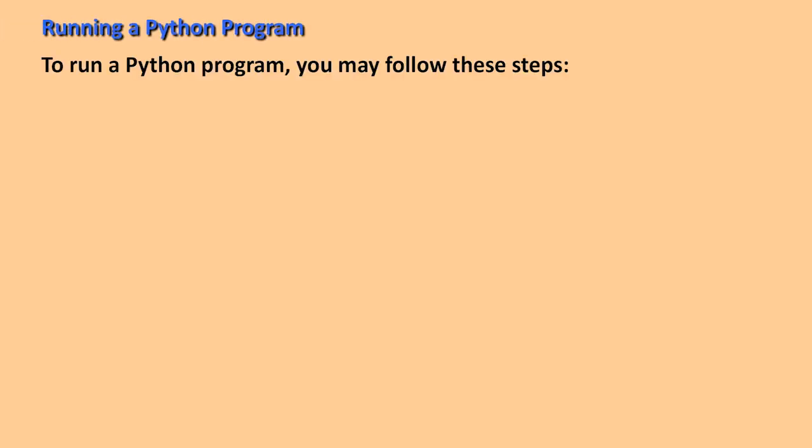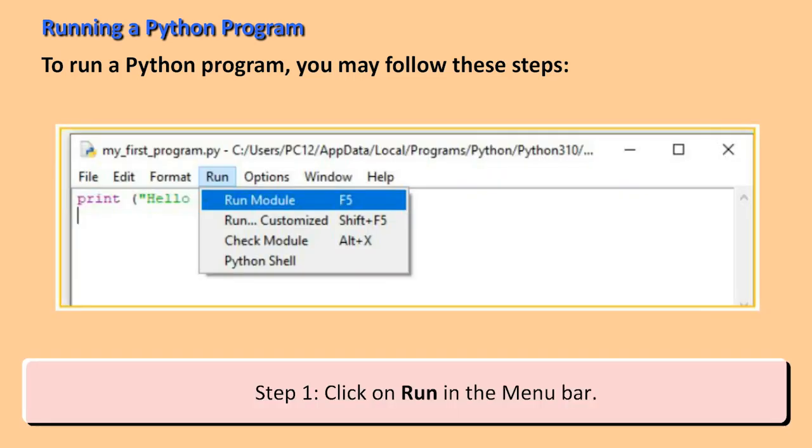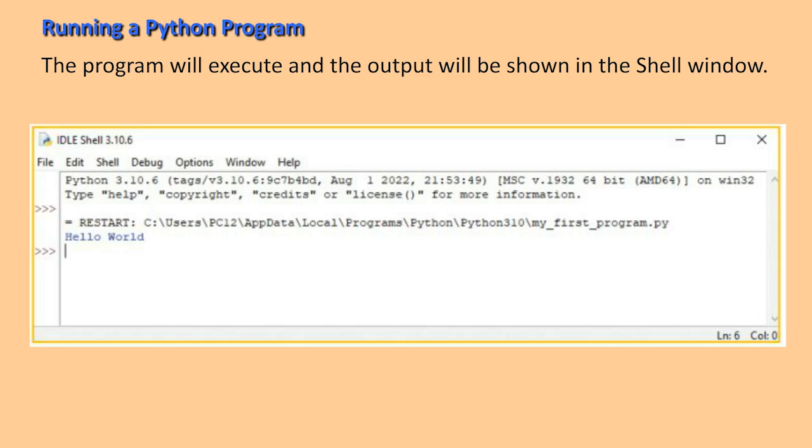Running a Python program. To run a Python program, you may follow these steps. Step 1. Click on Run in the menu bar. Step 2. Click on the Run Module option. The program will execute and the output will be shown in the shell window.